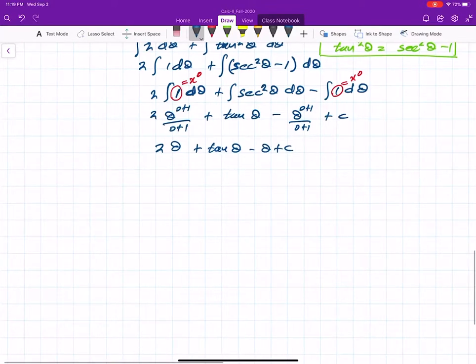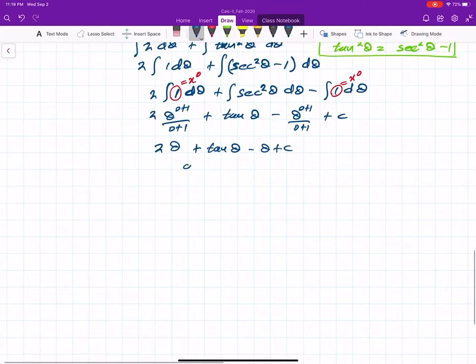This 2 theta can be simplified with that theta. So it is theta plus tan theta plus c. Okay, so that is the solution.